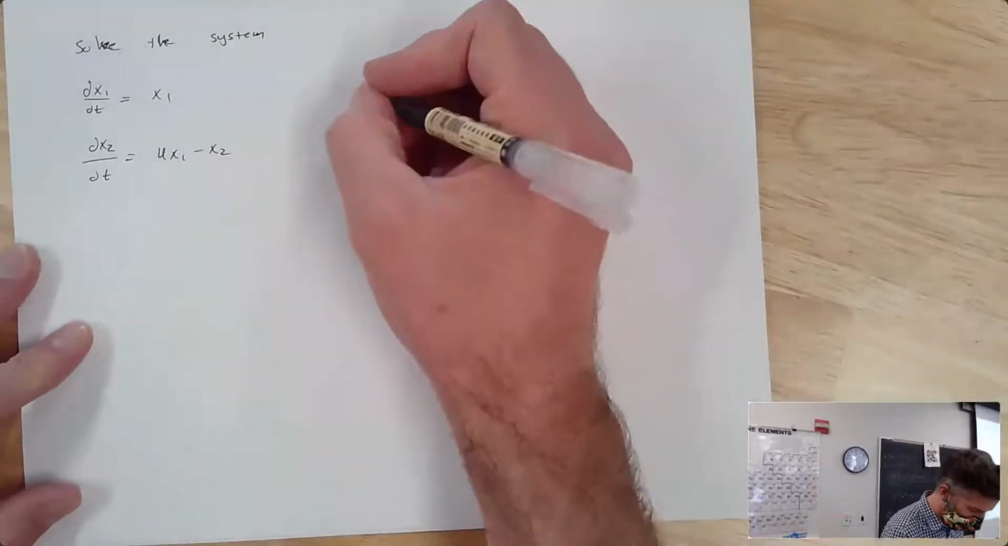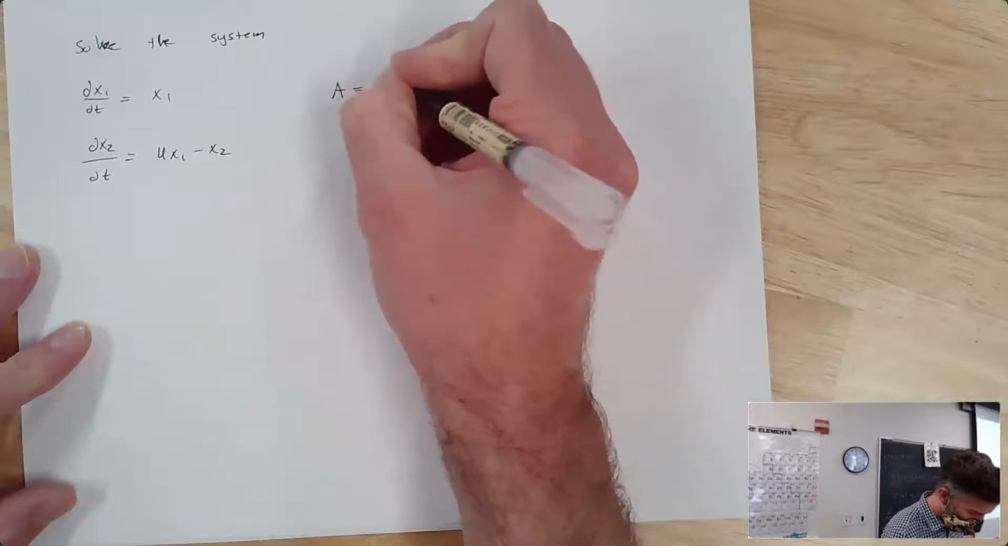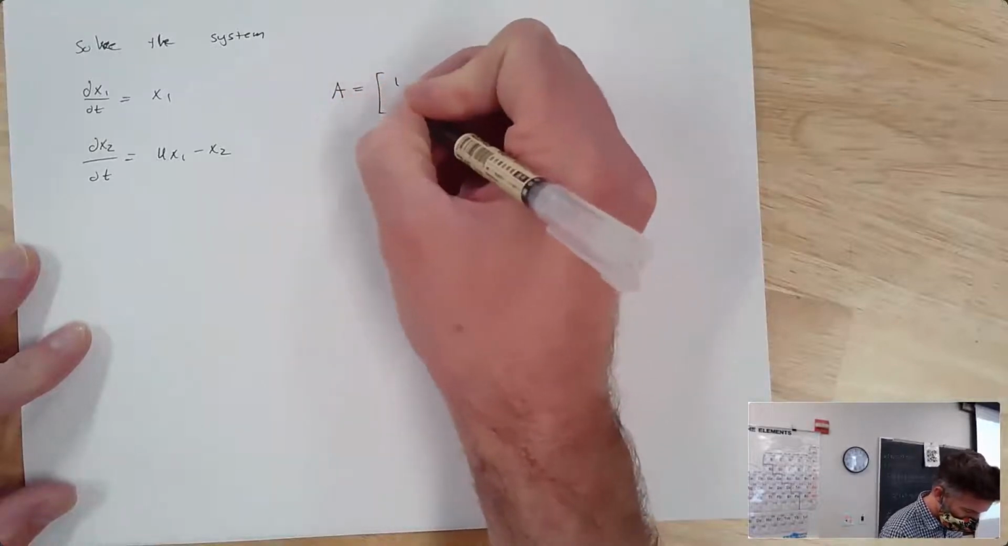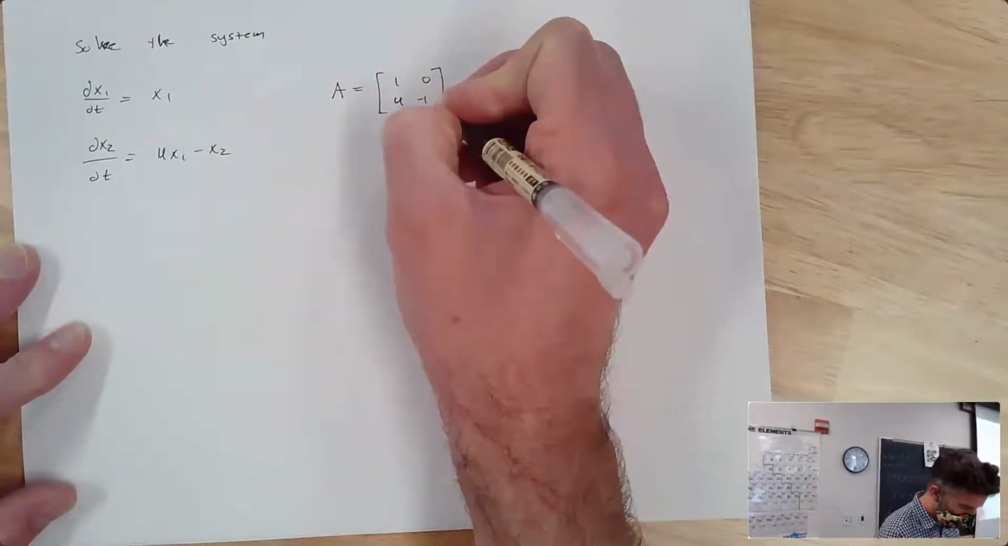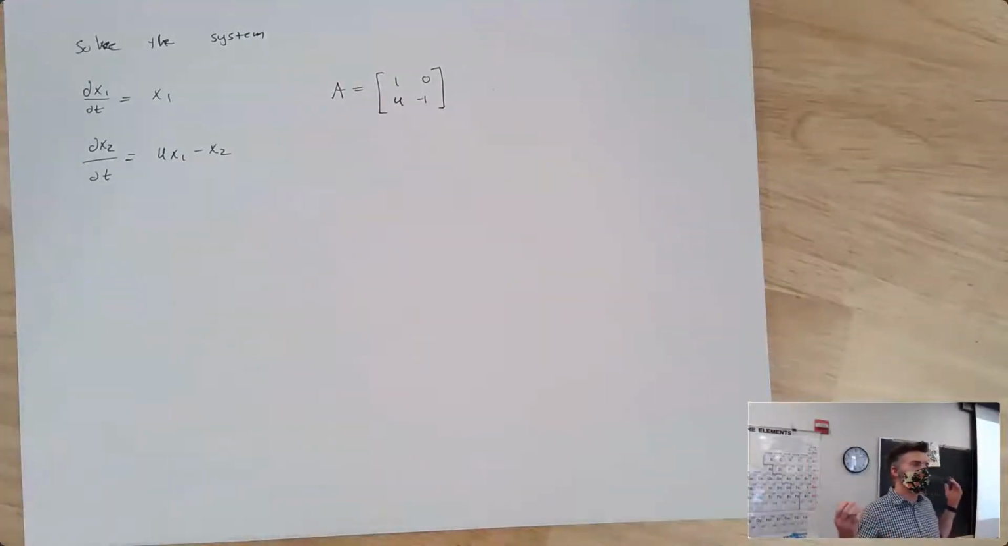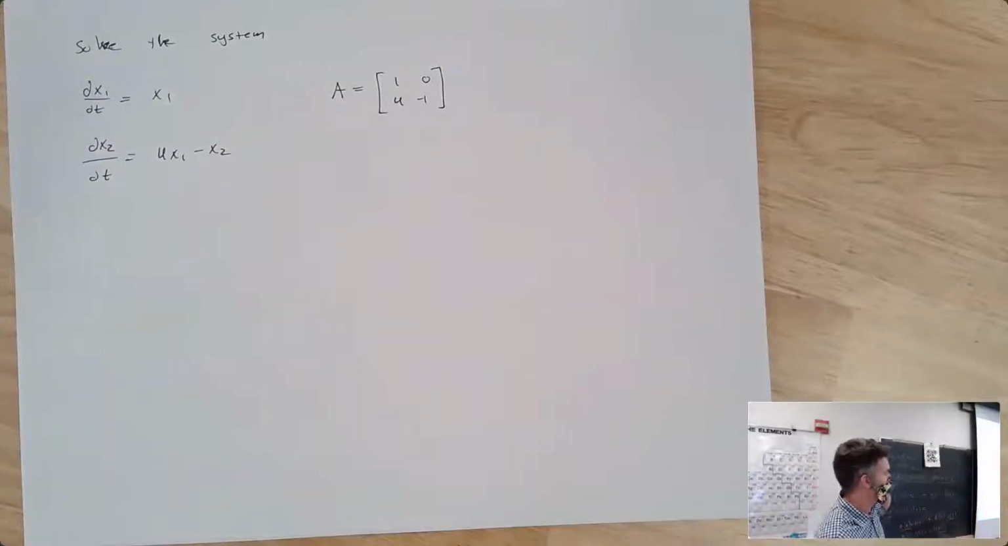The matrix is always like, okay, no big deal. Our matrix is 1, 0, 4, negative 1. Great. We already know tons of stuff. You should all be able to tell me, if you think about it for just 1 second, do we have a node, a saddle, or a spiral?